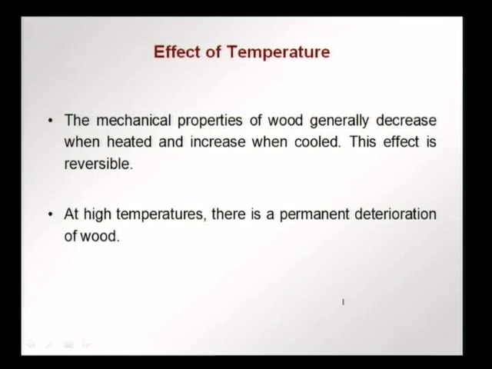Wood is such that the mechanical properties generally decrease when heated and increase when cooled. This effect is reversible, but we have to keep in mind that as the temperature of wood increases, the properties decrease in value, that is, the strength and the Young's modulus decrease as the temperature goes up. At very high temperatures, there is a permanent deterioration of the wood, that is, the microstructure breaks down and you cannot have a reversible effect at high temperatures. There is a permanent degradation or deterioration of the wood.